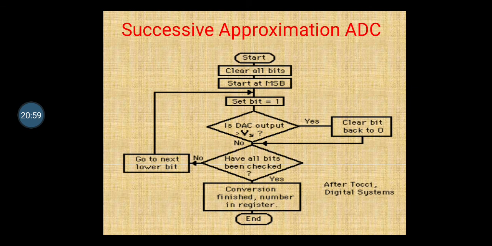So this is the flow chart of the successive approximation register. It states that initially all bits, D7 to D0, are 0. Then start at the MSB. Set the bit to 1, depending upon the DAC output. And if the output is logic 0, then it will reset the current bit and set the next bit, and so on.